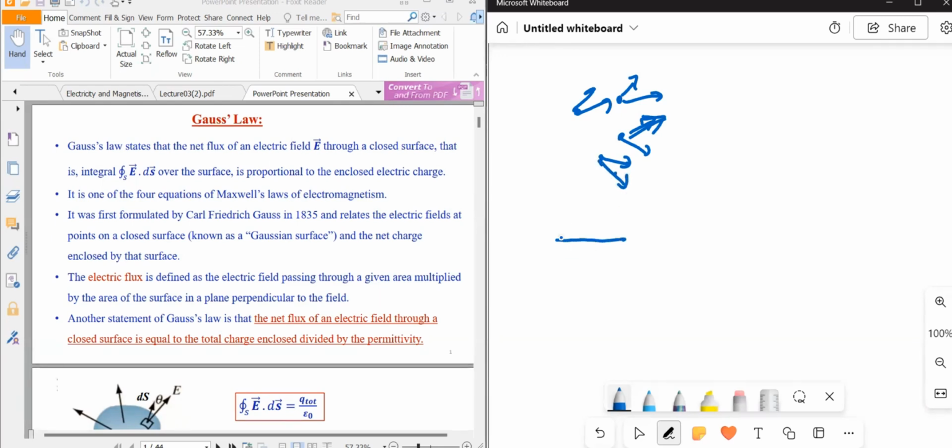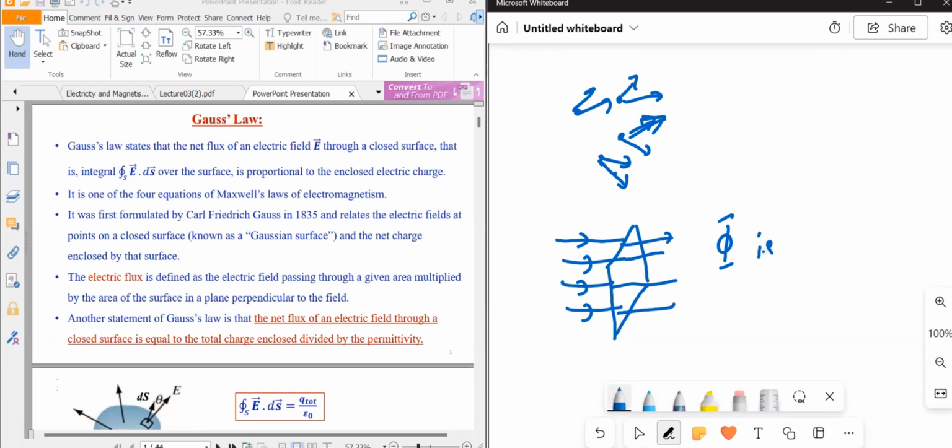Now, if I consider electric field lines like these, and if these electric field lines are passing a certain area, then electric flux psi is the number of electric field lines passing per unit area perpendicular to the considered area.